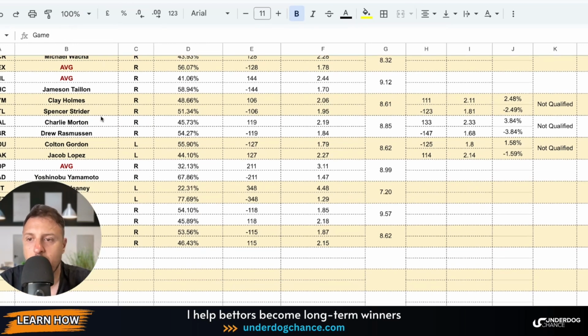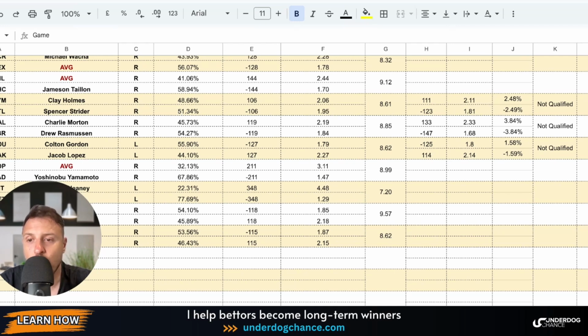Not enough value. Baltimore, Tampa Bay Rays, Charlie Morton, Drew Rasmussen, two right-handed pitchers. I have Tampa Bay at minus 119, bookmakers minus 147. So there is no value with Tampa Bay, but maybe Baltimore is a little bit underrated.